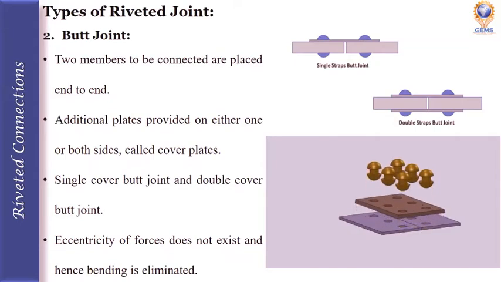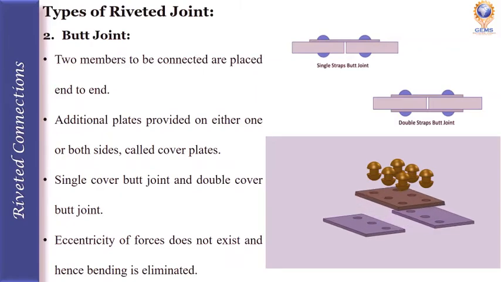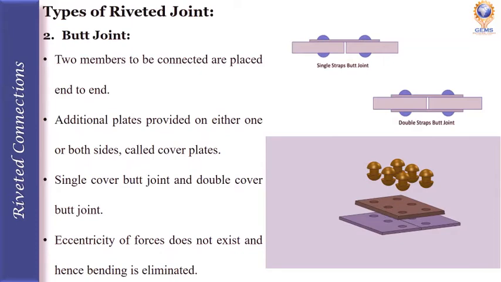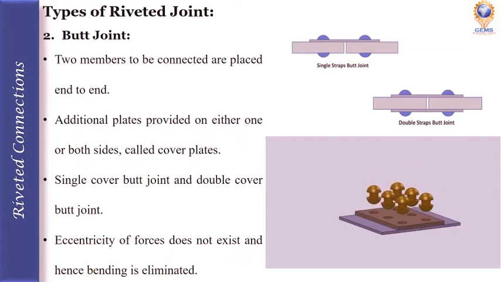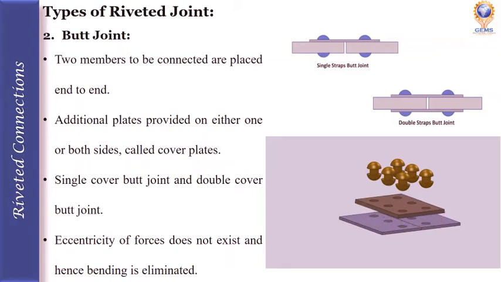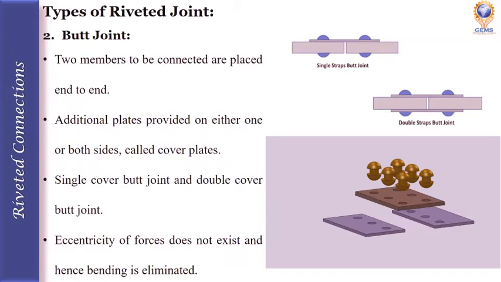But if the cover plates are provided on both sides of the main plate, it is called a double cover butt joint. In case of a double cover butt joint, eccentricity of force does not exist and hence bending is eliminated, whereas it exists in the case of lap joint. That's why we choose butt joint instead of lap joint.